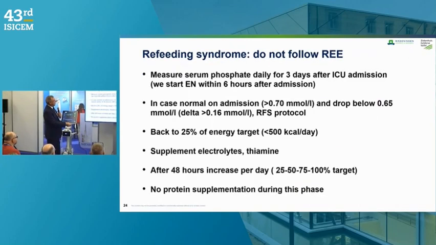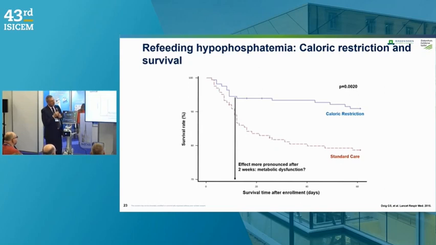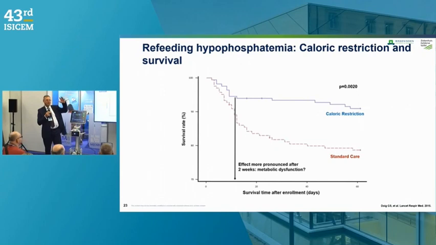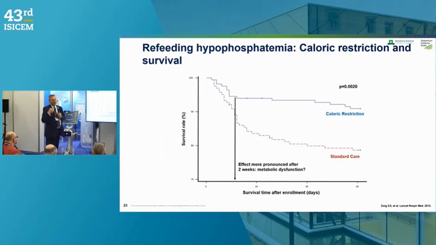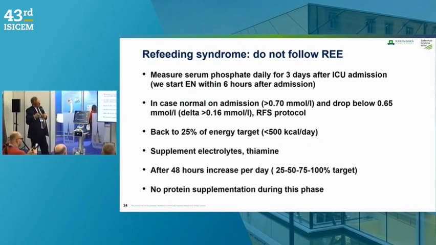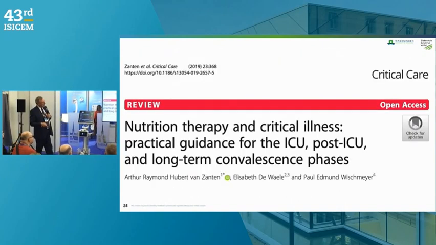Now another issue is caloric restriction during refeeding syndrome. So when a patient has a drop in phosphate, you have refeeding syndrome, you should not follow the device, but you should restrict the calories. So that's important. So not always follow indirect calorimetry. You have to understand metabolism. So caloric restriction in refeeding hypophosphatemia is essential for 48 hours, and then you can gradually progress to the target again.